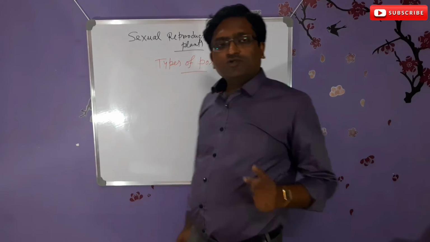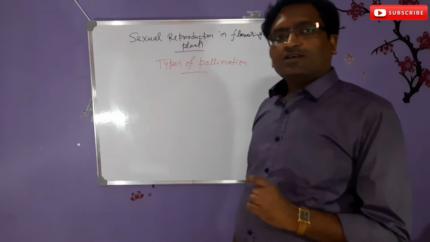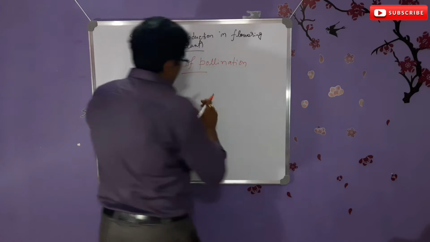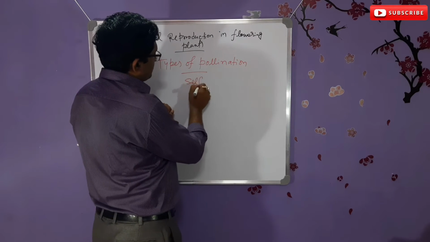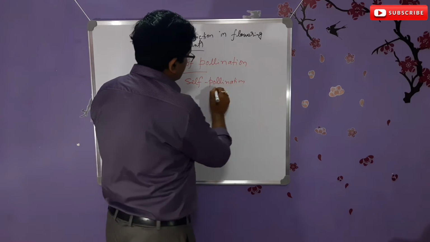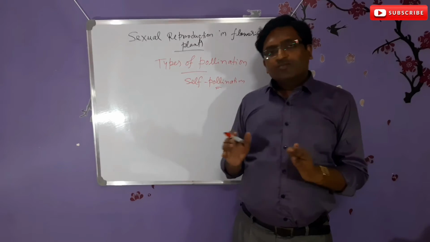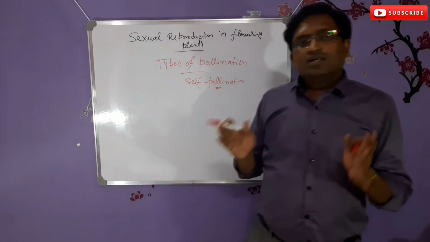Let's move to the next topic, types of pollination. From types of pollination, two types are very important. One is self-pollination, another is cross-pollination. So first let's come to self-pollination. Self means pollination occurs within the same plant.